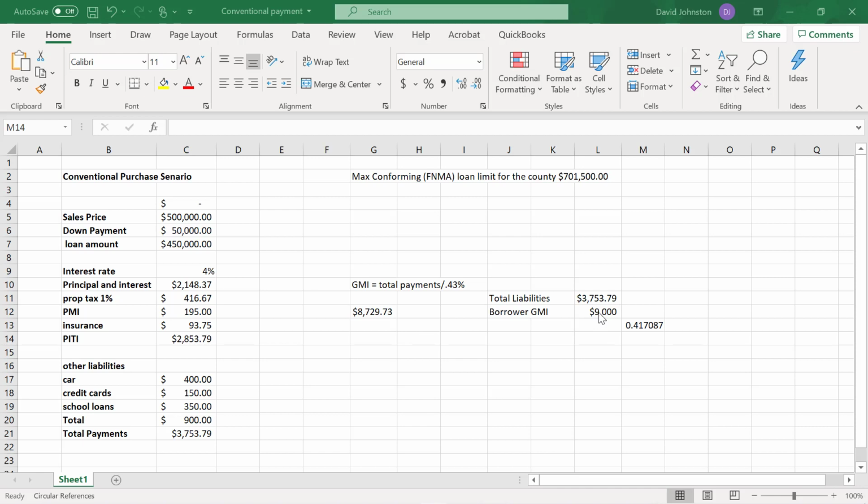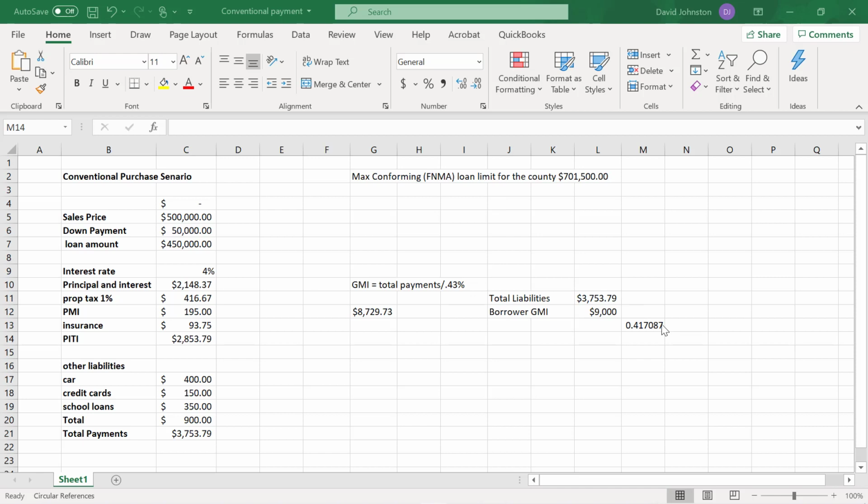Okay. In this case, I know how much this person makes because I asked them. They make $9,000 a month. So what I need to do to see what percentage this is of the $9,000 is divide the $9,000 into the total liabilities, which is the home payment plus the other liabilities. So if I divide that into my total liabilities, I get about a 42%, which in guidelines is okay because in today's market, you should be somewhere under a 43% debt-to-income ratio on a conforming loan.